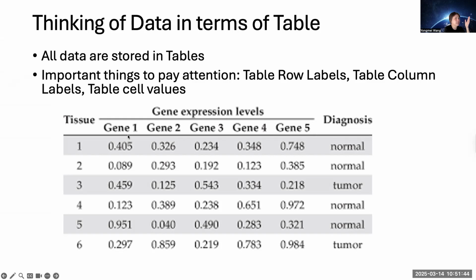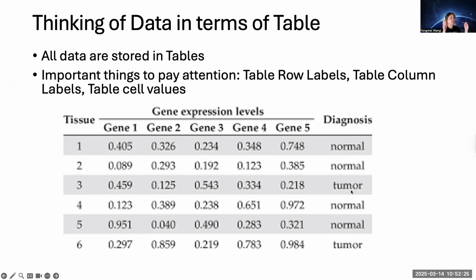For example, in the RNA-seq data, each row is a different sample, like a different patient. Each column is a different gene. The table cell value is the gene expression level of that gene in that sample. Of course, sometimes you may have an additional column associated with something other than gene expression. In this case, it's just the diagnosis: whether it's normal or a tumor.